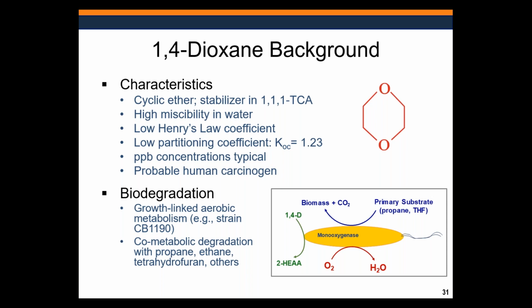For the most part, the biodegradation literature on 1,4-dioxane suggests that either there's a small subset of organisms that can grow on it aerobically, and the one termed CB1190 is one that many of you may have heard of, or there are a lot of organisms that can degrade it co-metabolically, meaning these organisms use some type of primary substrate, propane, ethane, in this case tetrahydrofuran. They grow on that, and then the enzymes that allow them to grow on that just fortuitously break down 1,4-dioxane. That's the typical co-metabolism which occurs for lots of different compounds.